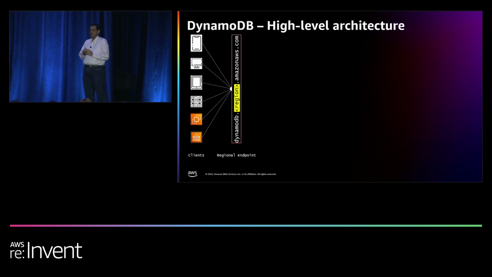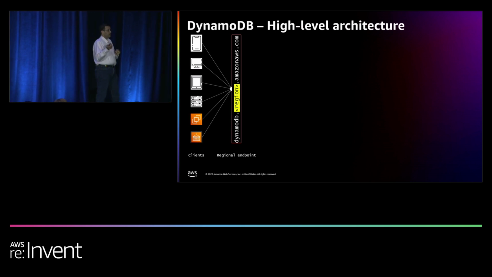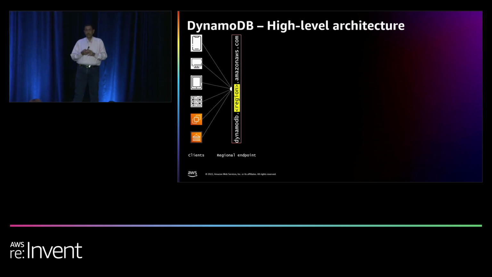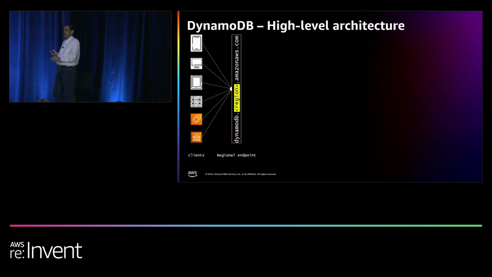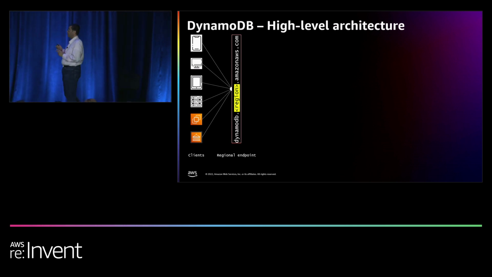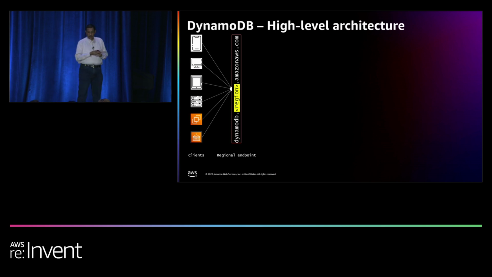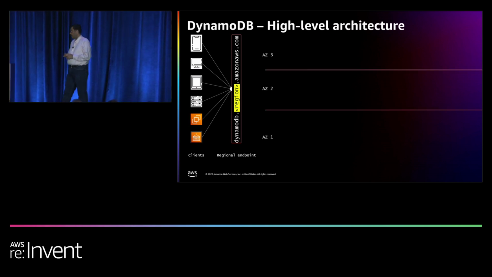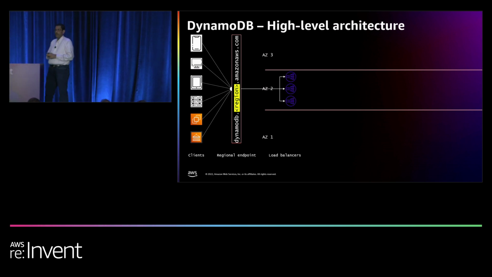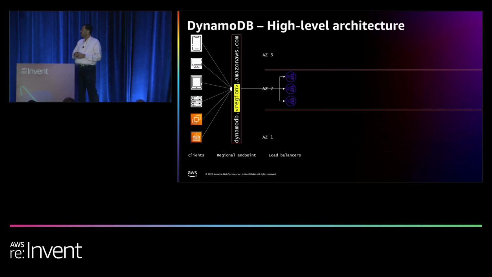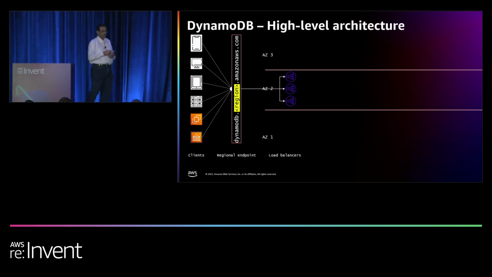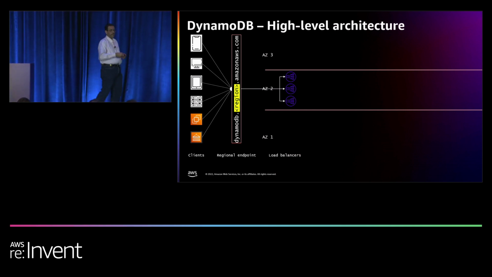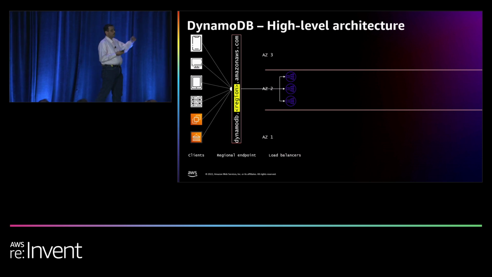DynamoDB is a regional service. Whether you use the SDK or you directly talk to our RESTful endpoint, the first thing you do is resolve a fully qualified domain name. So if you were in US East 1, the region becomes US East 1. If you're in US West 2, similar. When you resolve that, you will get an endpoint which points to a collection of load balancers. So in this case, I'm showing you that you resolve this FQDN, and you got a load balancer in AZ2.